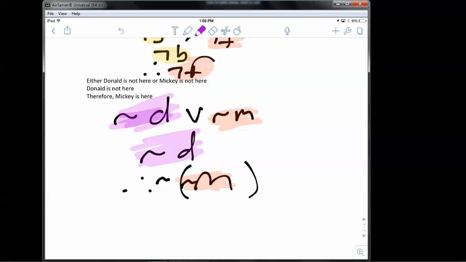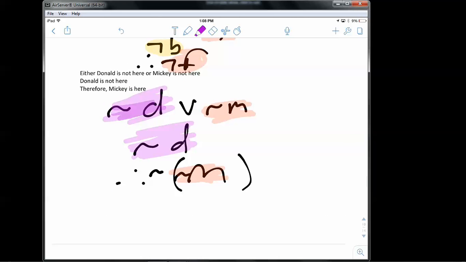So this is invalid. You're affirming an alternate. Even though there are knots there, the first term is not D, right? So you're affirming that. All right, and one last thing before we go. You could have made a mistake here. You could have said it's not the case that D or M, right? It's not the case that Donald or Mickey is here. And if you were to say that, you wouldn't be able to apply the rules that we came up with.